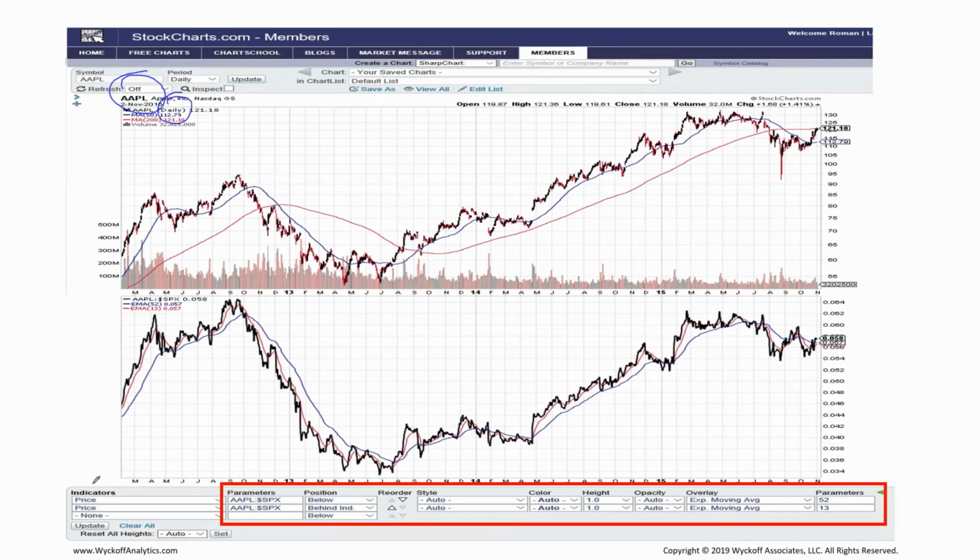And then at the bottom, under the indicators, you have to put price and then take the symbol of this stock, division sign, and then a market proxy. You could also write something like this: $ symbol, division sign, and then a market proxy. So for instance, I could say S&P 500, SPX.